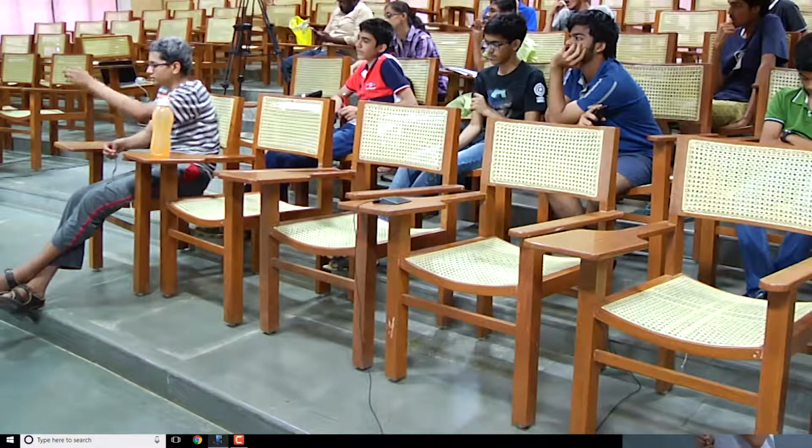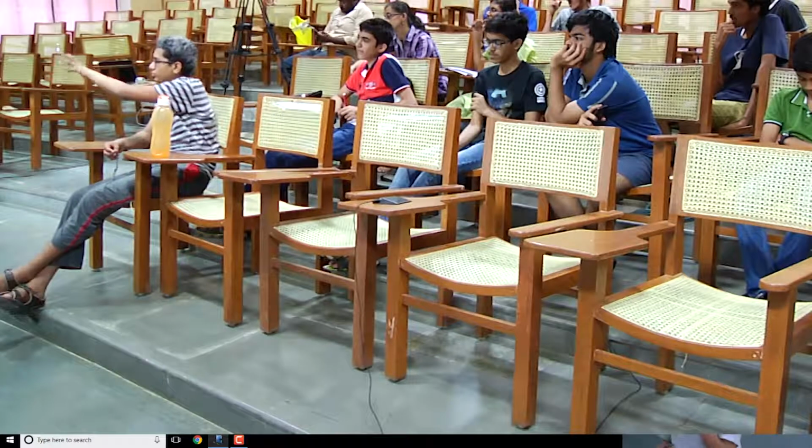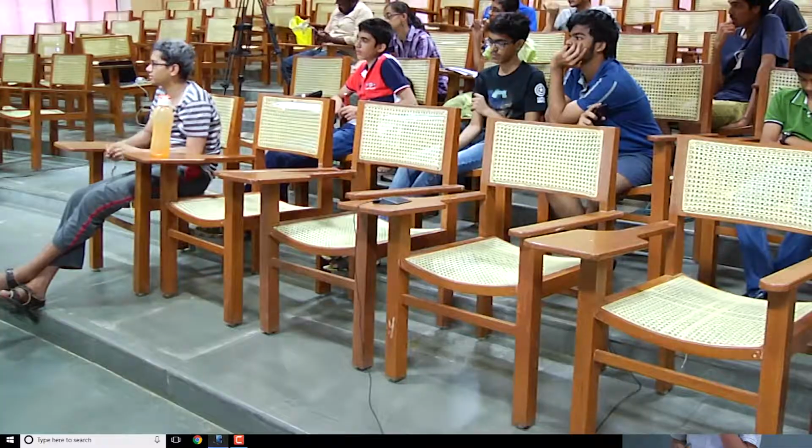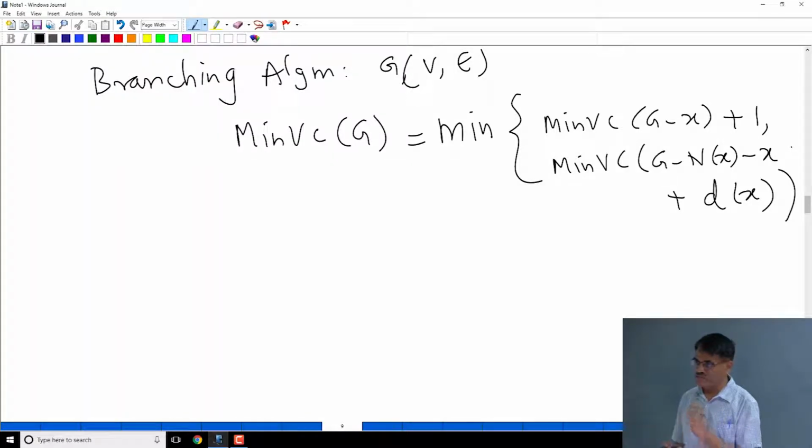With the step above it, why don't we do G minus x minus neighbors of x? Because here we are including x. Yeah, but the bracketing is wrong. The bracket should be above. And the last bracket should be there. Okay.